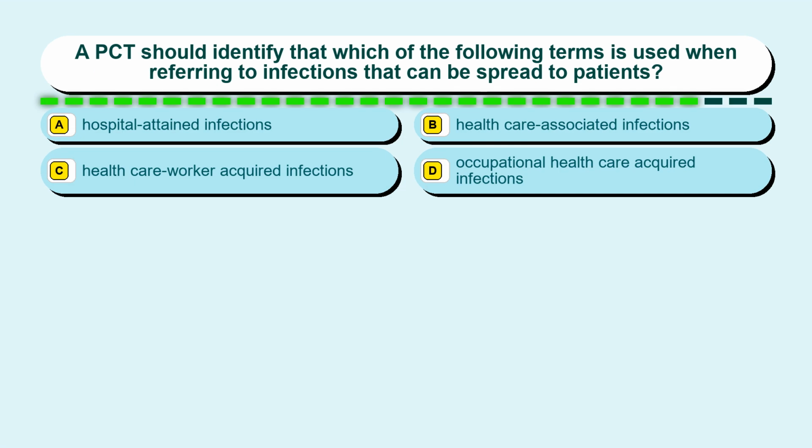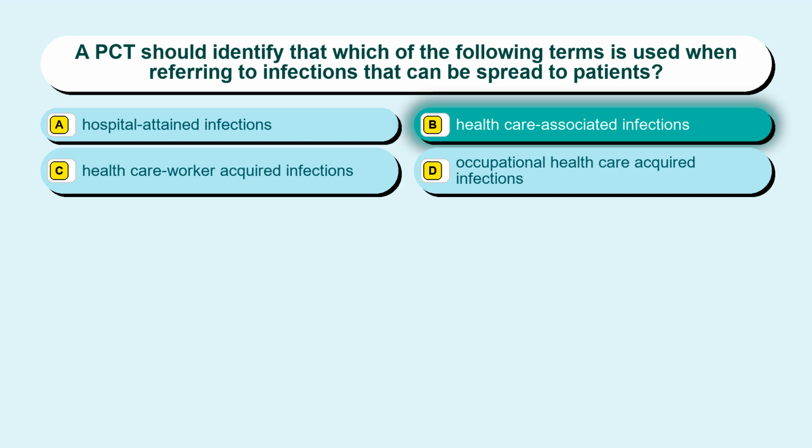A PCT should identify that which of the following terms is used when referring to infections that can be spread to patients. Option A, hospital-attained infections. Option B, healthcare-associated infections. Option C, healthcare worker-acquired infections. Option D, occupational healthcare-acquired infections.